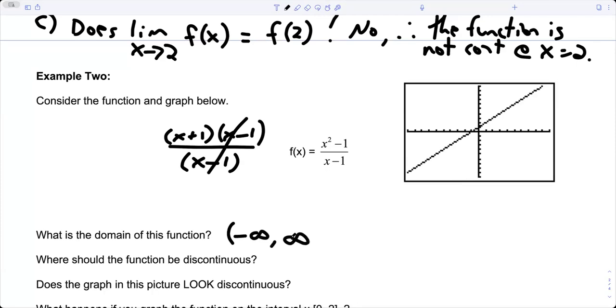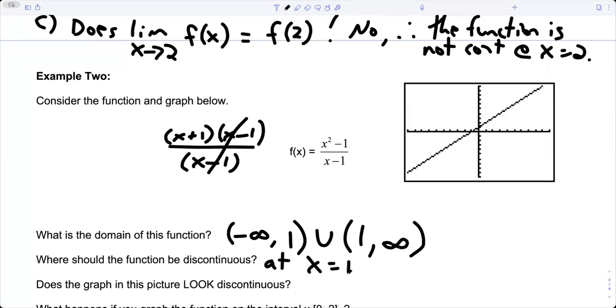Negative infinity to positive infinity, except for 1. It's probably best, I'm going to go ahead and write it like that: negative infinity to 1, and then 1 to positive infinity. So where should the function be discontinuous? At x equals 1.